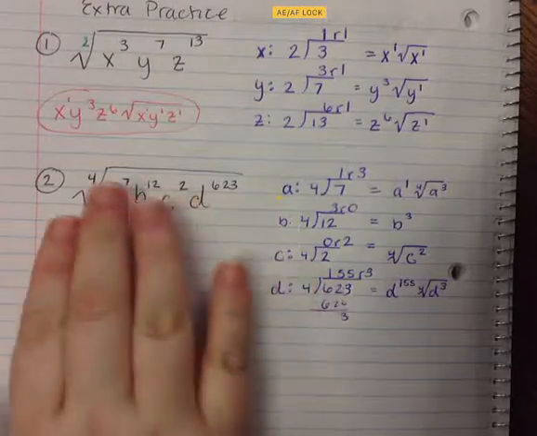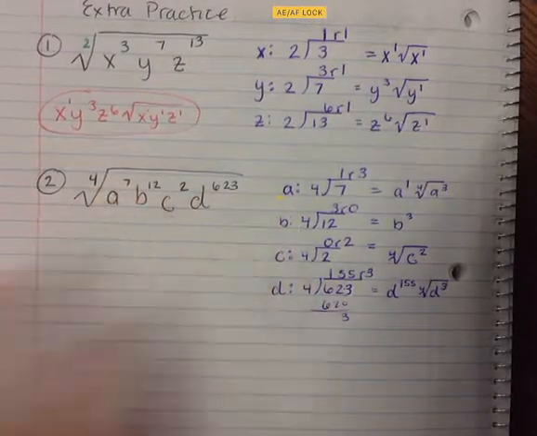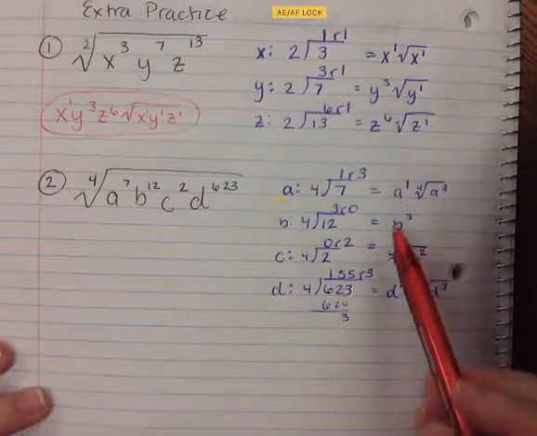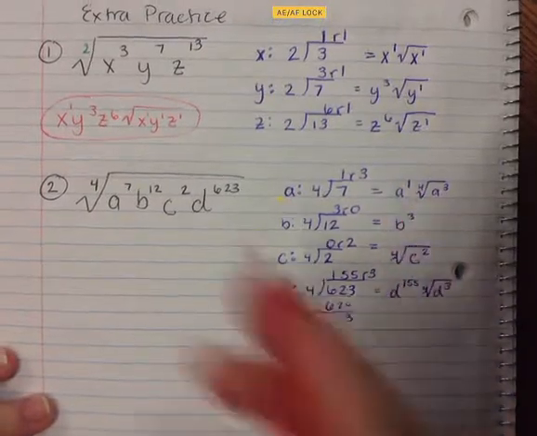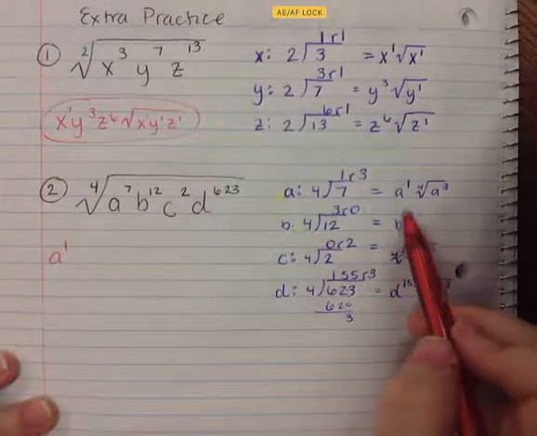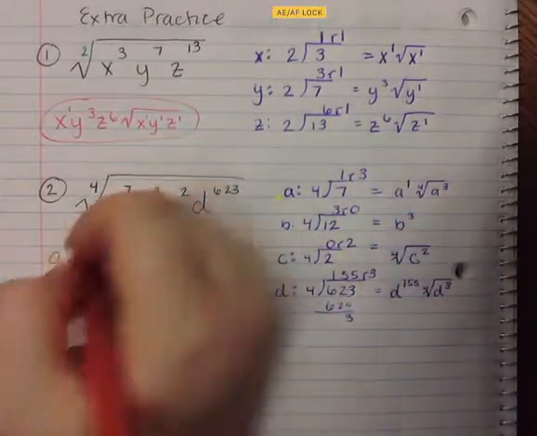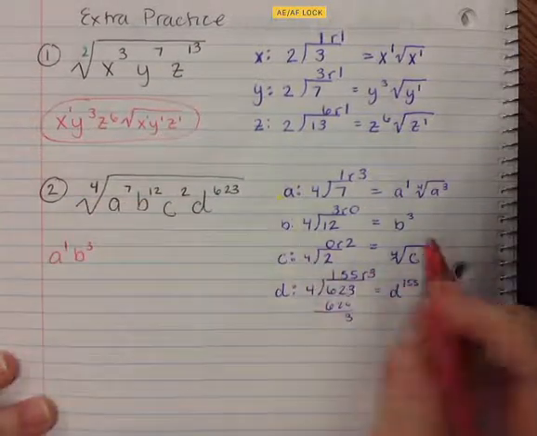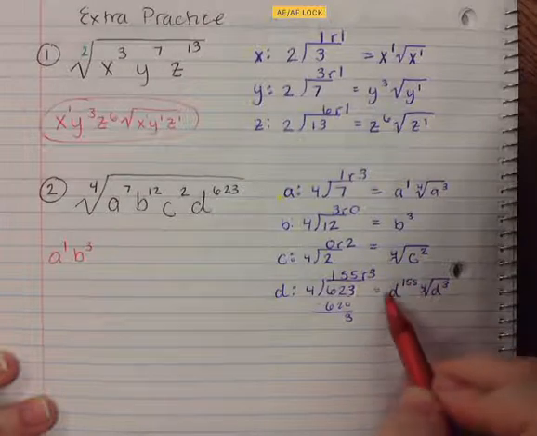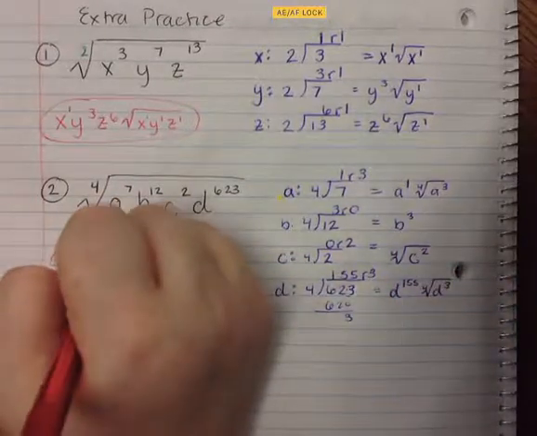We have no numbers in here, so no actual values, we just have letters. So we get all of our coefficients. So A to the first is a coefficient. B to the third is a coefficient because it's outside of the radical. C does not have a coefficient. D has a coefficient of D to the 155.